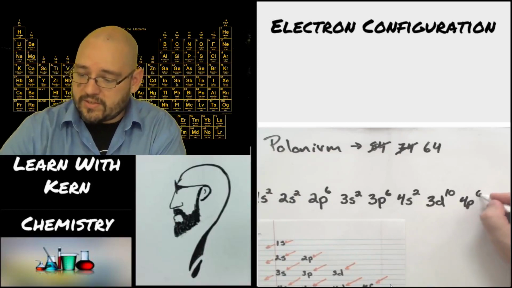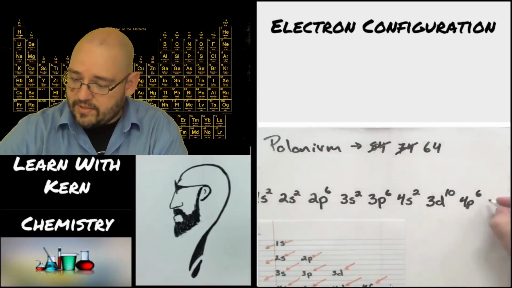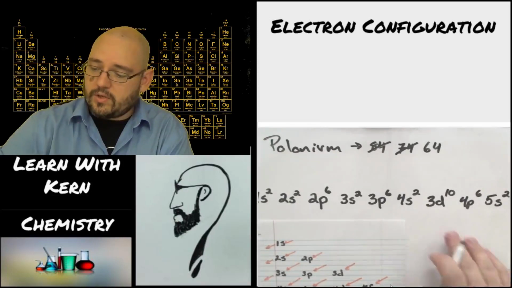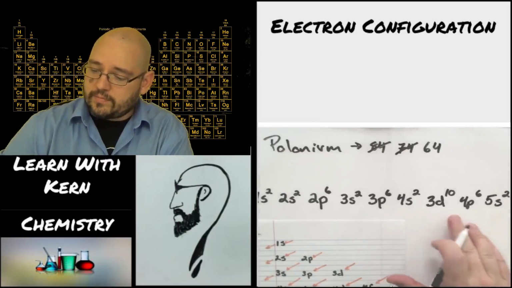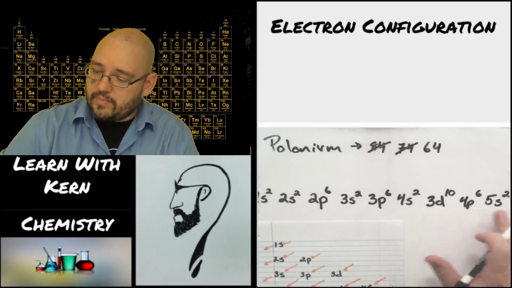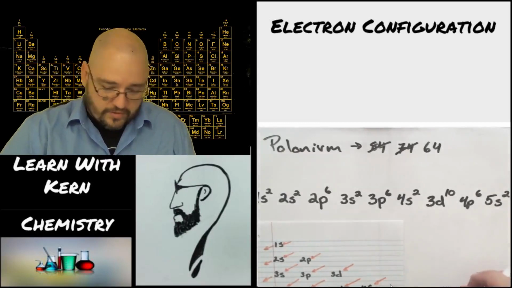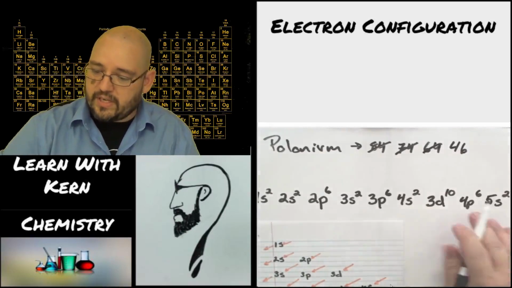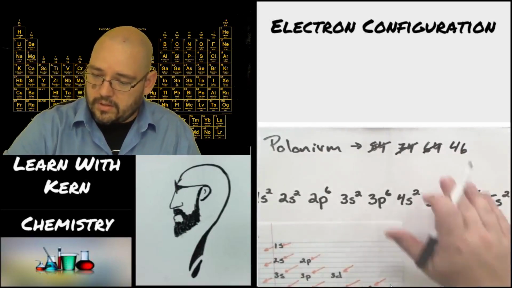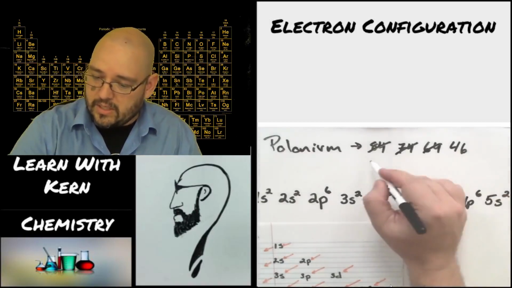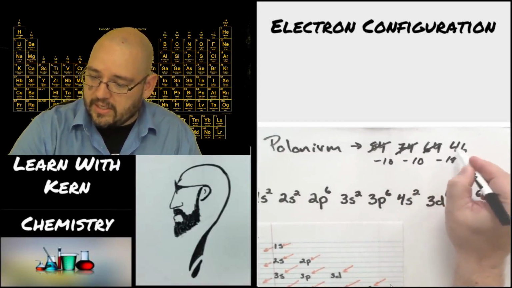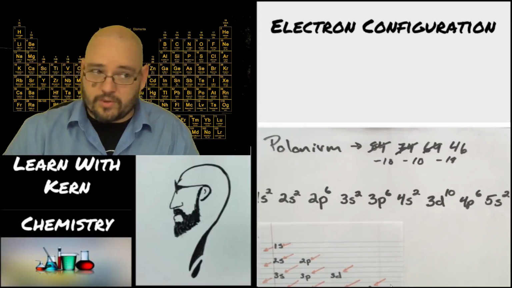And now I go to 4p, and 4p holds 6, and then I go to 5s, and an s orbital holds 2. So I've just used another 10 and 6, and 2 is 18. So I've just used another 18, and so I now have 46 electrons left. To show you what I was doing here, I subtracted 10, subtracted 10, subtracted 18, and now I've got 46 electrons left to place.